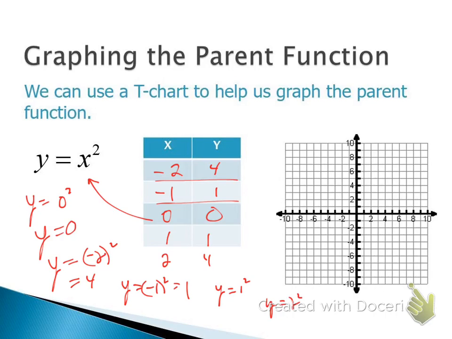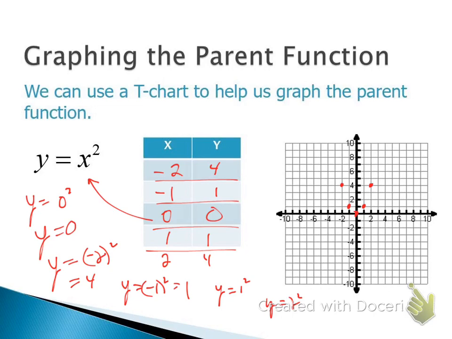So here are a bunch of points that we can plot, because they're going to be on our parabola, on our graph. So -2 comma 4 would sit here. -1 comma 1 would sit here. 0, 0, 1, 1, and 2, 4. And that gives us a pretty good idea of what this graph is going to look like.